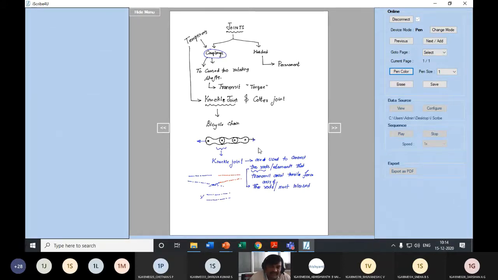So what it means is knuckle joints will allow limited angular movement. Some angular movement it is going to allow between the two rods. That is what exactly we call knuckle joints. Now where are these applications, guys? I'll be talking about the applications of knuckle joints. You can see this in suspension bridges.